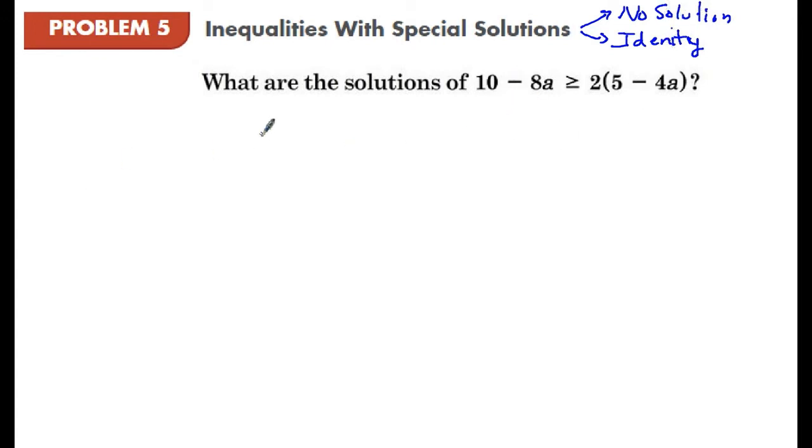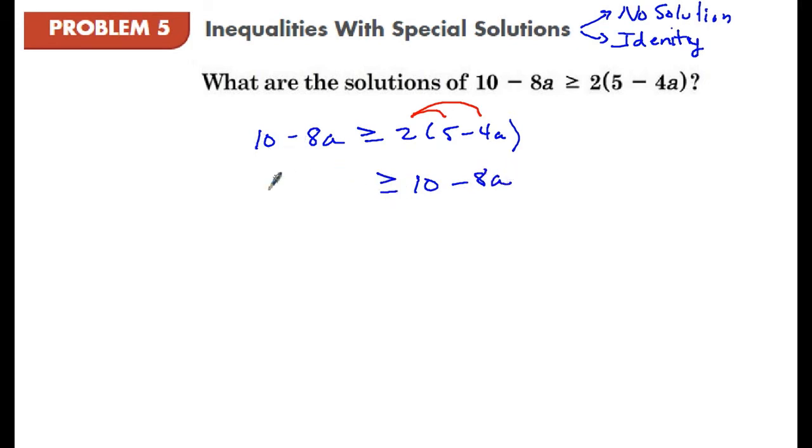We have 10 minus 8a is greater than or equal to 2 times 5 minus 4a. So first thing is we want to distribute the 2. So 2 times 5 is going to give us 10. And then 2 times the negative 4a, that's going to give us negative 8a. And now we have 10 minus 8a is greater than or equal to 10 minus 8a.